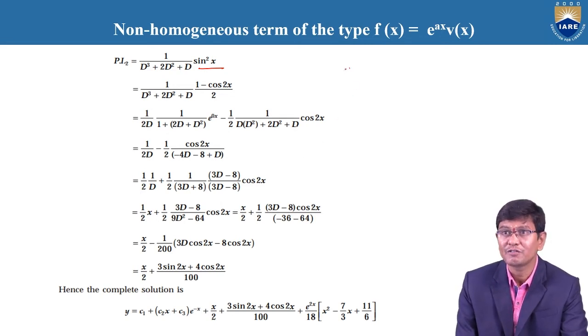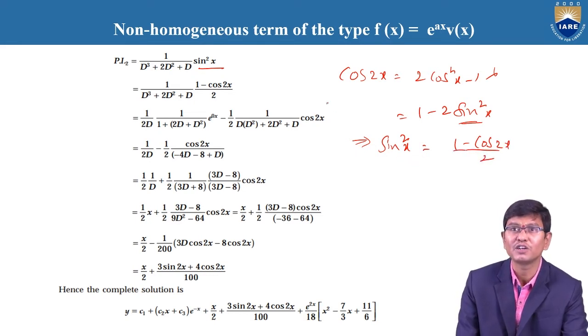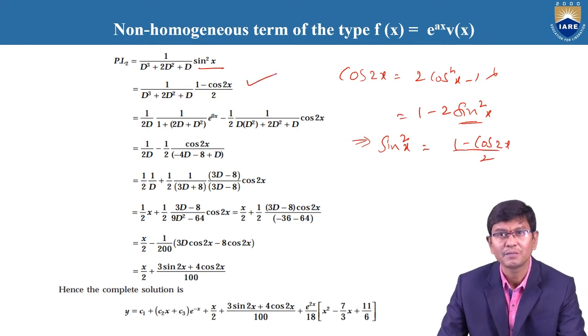As we know, the formula is cos 2x equals either 2 cos square x minus 1, otherwise 1 minus 2 sin square x. Therefore, 2 cos square x is not required. We need sin square x only. Therefore, we need to write sin square x in the form of 1 minus cos 2x by 2. After resolving, sin square x is equal to 1 minus cos 2x by 2.